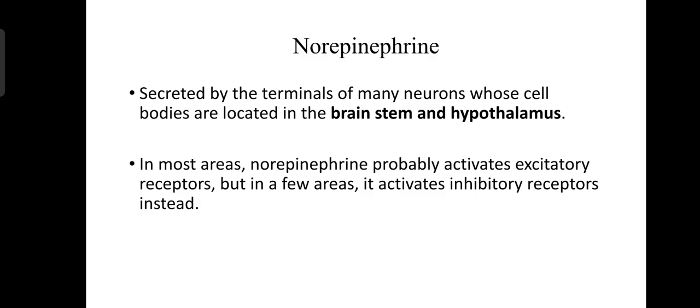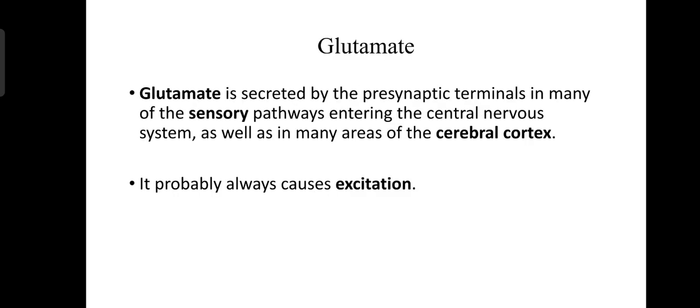Another example is norepinephrine, that's secreted from different neurons, such as the ones in the brainstem and the hypothalamus. Some of its actions could be excitatory and others can be inhibitory. Glutamate is almost always an excitatory neurotransmitter that's present in different areas of the nervous system, including different areas of the cerebral cortex.